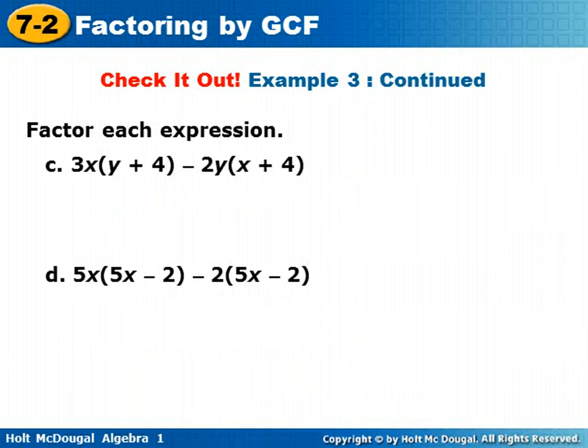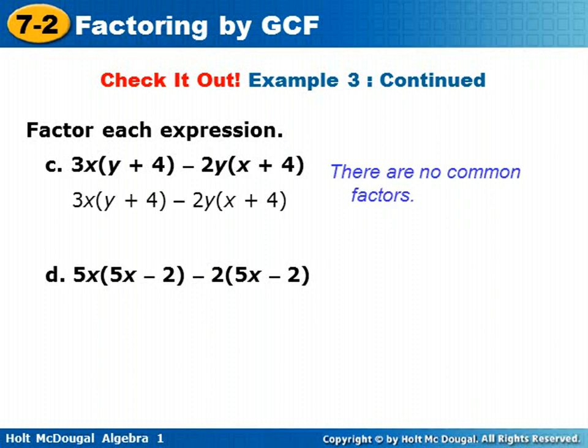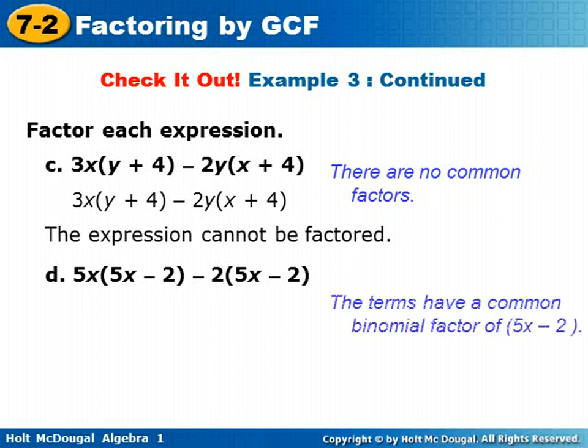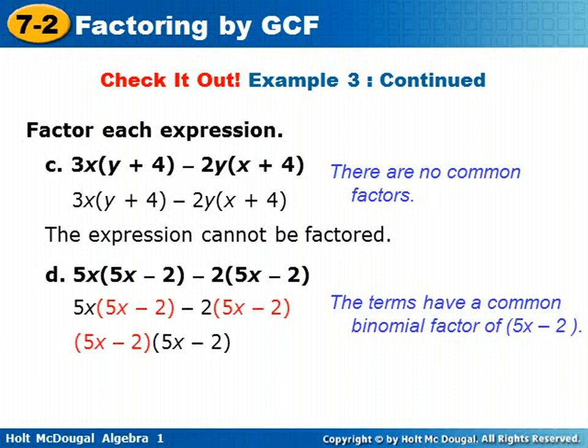Here are 2 more examples for you to try. For C, there are no common factors, so 3x times (y plus 4) minus 2y times (x plus 4) cannot be factored. For D, the terms have a common binomial factor of 5x minus 2. Factored out, we have 5x minus 2 times 5x minus 2, or you can write that as 5x minus 2 squared.